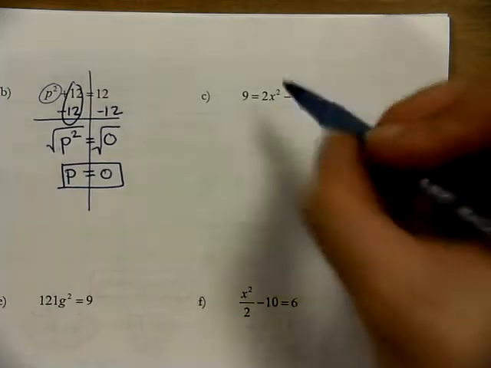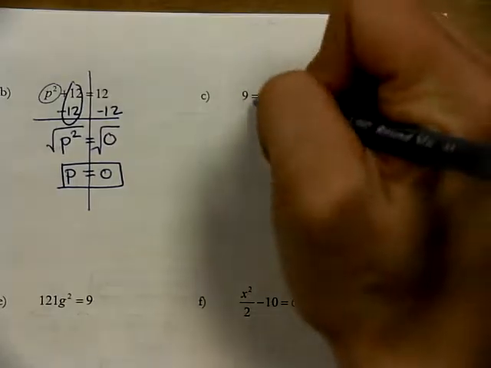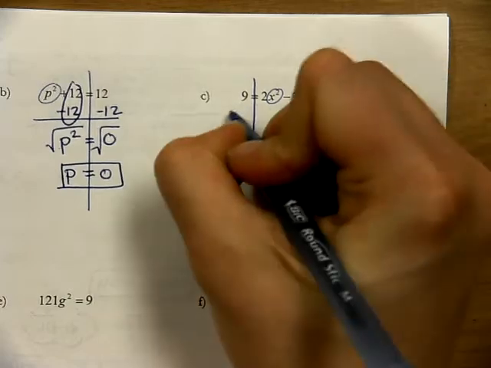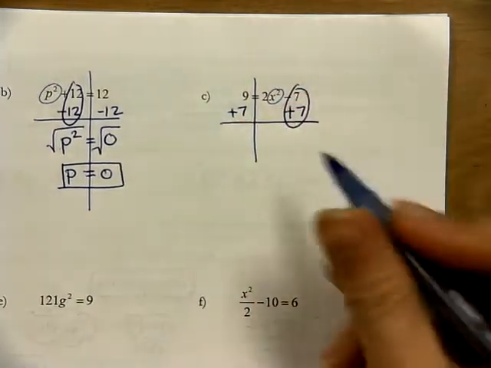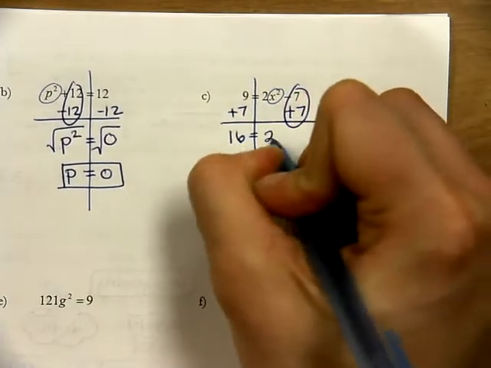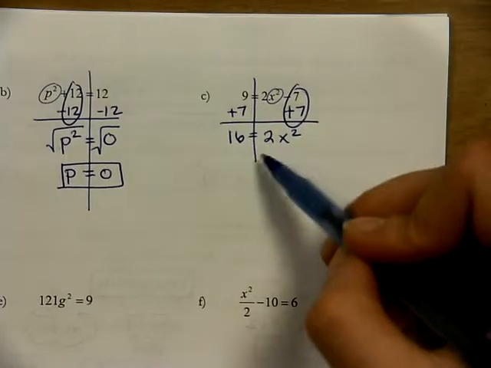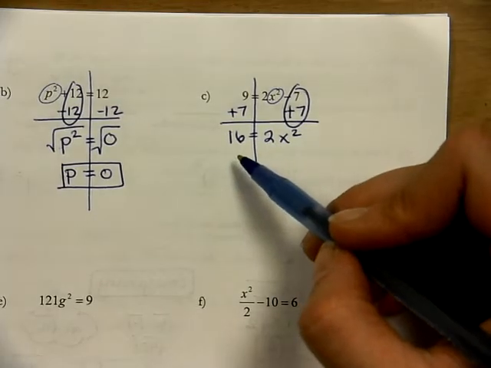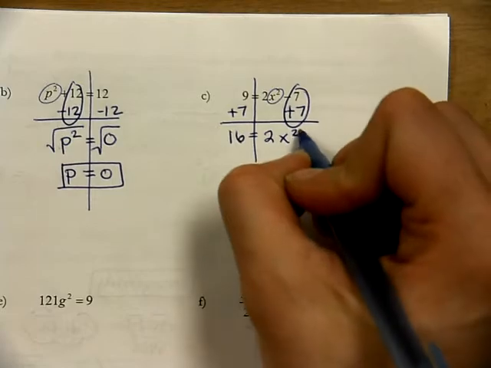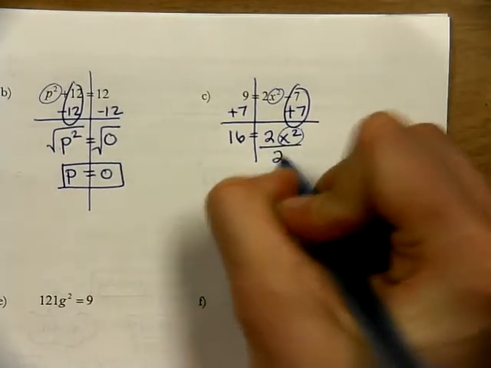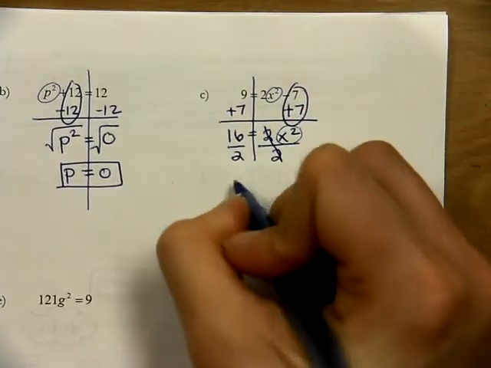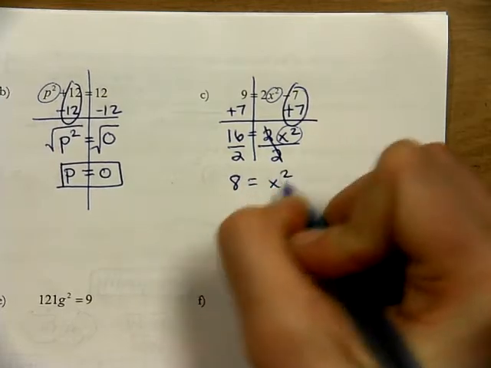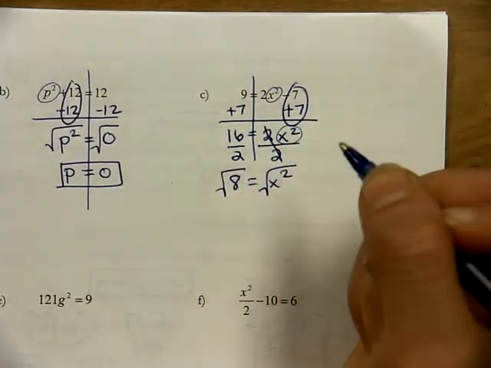Scooching over here, again, I see an x squared. So, inverse operations. I add 7 to both sides. That undoes the subtracting 7. I have 16 equals 2x squared. A lot of us want to take the square root now because we see the 16 is a perfect square, but don't do it. We haven't isolated what's being squared yet. I have to divide by 2 first because 2 divided by 2 is 1. It'll leave me with an x squared, and now I can take the square root of both sides.